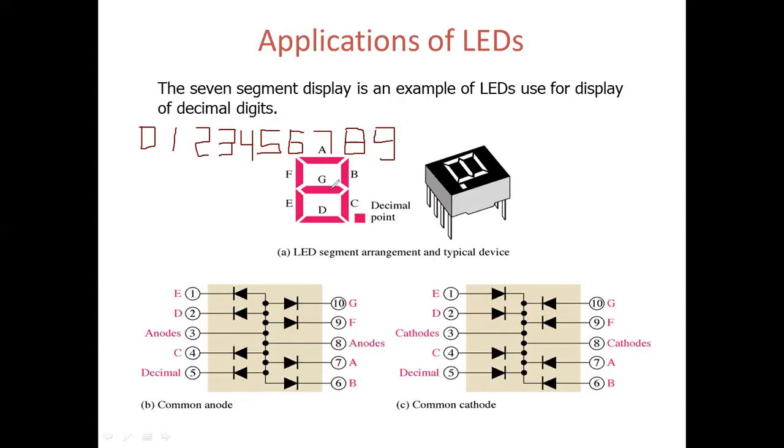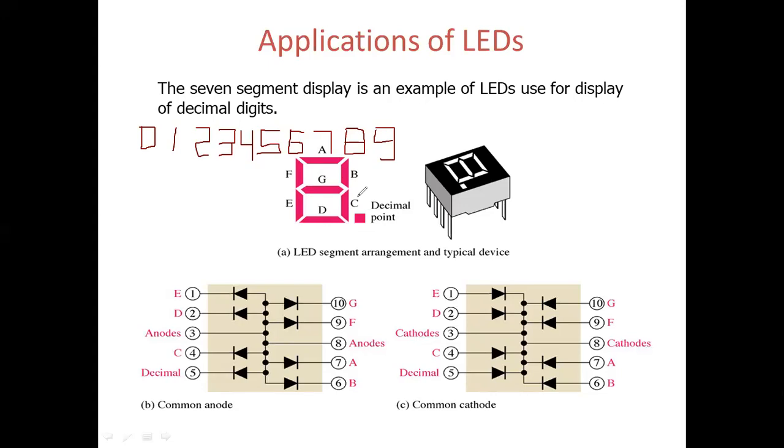A, B, C, D, E, F, G: 7 segments are there. Each segment uses one LED: A one LED, B one LED, C one LED, D one LED, E one LED, F one LED, G one LED. See, all the LEDs are connected in series, we can call that. But while giving the supply, we can eliminate that. So what is the diode operation when it is going to conduct?